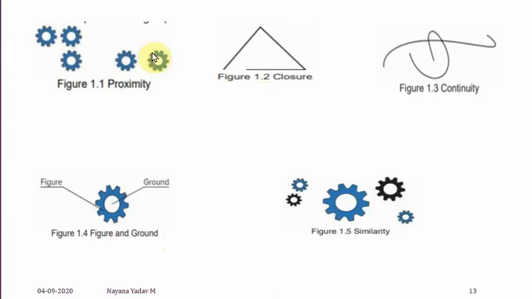Similar to that, the next point we are coming to is similarity. So what is the difference between similarity and proximity? Proximity is based on the distance, how the objects are placed, whereas in the case of similarity, you are going to group based on the color or based on the size. Based on that, you are trying to group. Okay, so that is the difference between proximity and similarity.